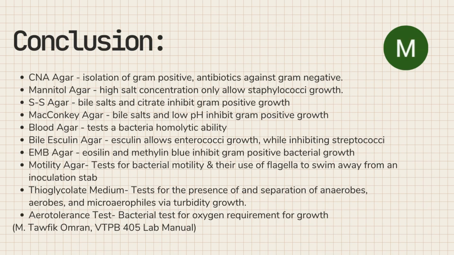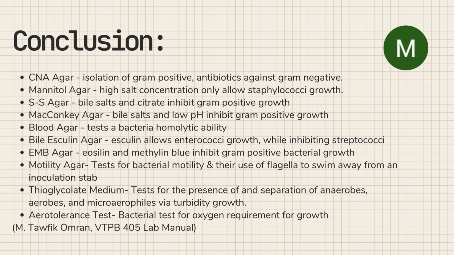In this experiment we saw how different types of plates are used to differentiate between different types of bacteria. CNA agar plates are used to isolate gram-positive bacteria since they have antibiotics that act against gram-negative bacteria. Mannitol salt agar plates have high salt concentrations which allow staphylococci growth. Salmonella and Shigella agar plates have bile salts and citrate which inhibit gram-positive bacteria. MacConkey agar plates have bile salts and low pH which inhibit gram-positive bacteria. Blood agar tests a bacteria's ability to process blood in a procedure known as hemolysis.